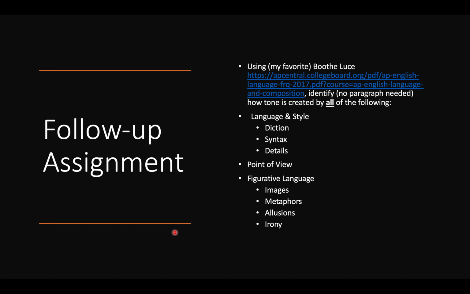Now, what exactly is your follow-up assignment? You want to use this. This is the slide that I told you before. You're going to analyze all of these in one given text. Booth Loose. This is the one about the state of the American press. You're going to identify, doesn't have to be in a paragraph, how the tone is created by all of the following. Okay? And this one, I think it's pretty good. So this one will give you all the stuff you need. All right? That's it. We're done.